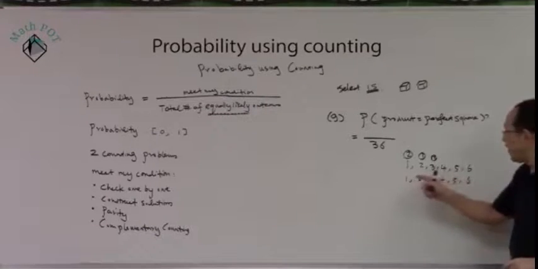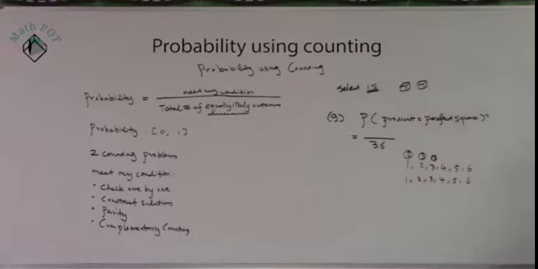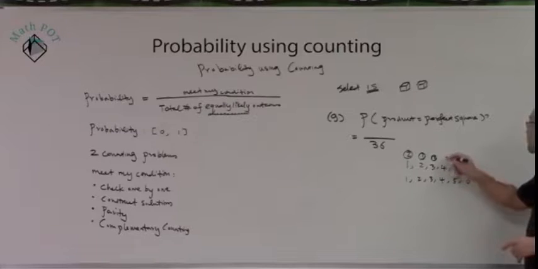Check 4. Of course, 4 times 1 is 4, so definitely this is a perfect square. Next, 4 times 2 doesn't work. 4 times 3 doesn't work. 4 times 4 is 16, a perfect square. Then 20 and 24, no. That means we have 2 favorable conditions if the first number equals 4.